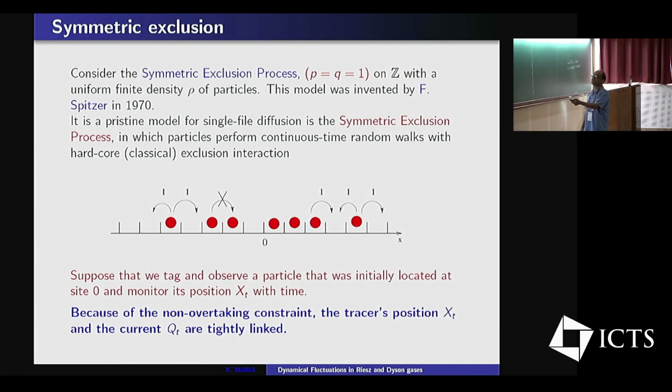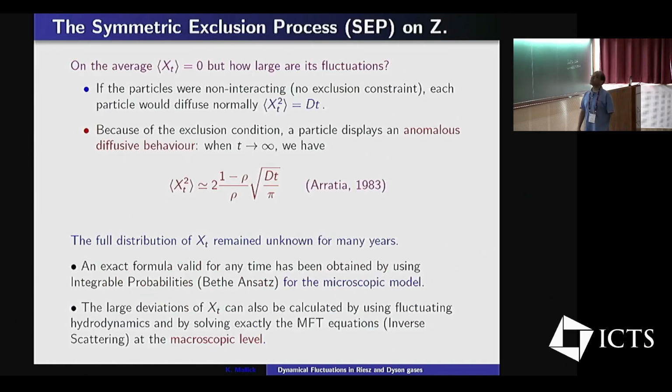Now suppose we observe a given particle, we tag one particle here, and we call its position x(t) with time. It started at 0. If there was no constraint at all, of course it would diffuse normally, but here, because of this order-preserving constraint, the position of the particle will display some unusual features, anomalous diffusion. Also the current of particles through a given link will be closely related to the position of any particle because they cannot overtake each other. If you just want to take a message with you from the beginning, it's that, of course, on the average, because of symmetry, the average position of a tagged particle is 0.